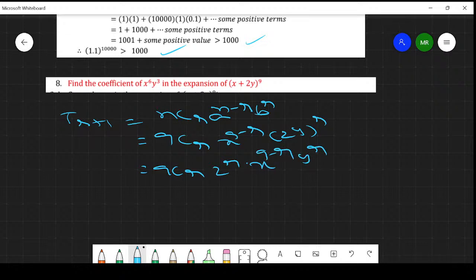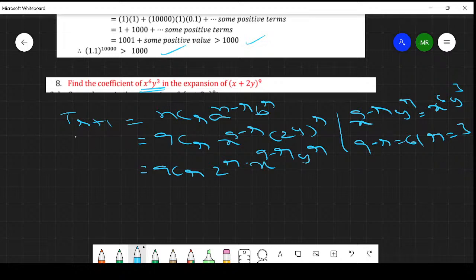But this should be equal to x power 6 y cube. They are asking for the coefficient of x power 6 y cube. So x power 9 minus r, y power r should be equal to x power 6 y cube. Comparing both of the powers, 9 minus r equals 6 and r equals 3. Both are satisfying. Either you take 9 minus r equals 6 or r equals 3, both are correct, r equals 3.